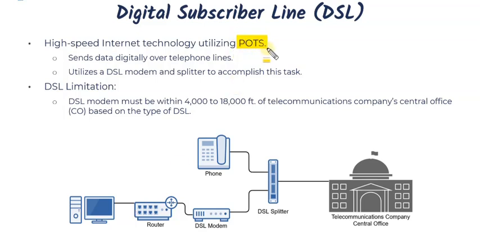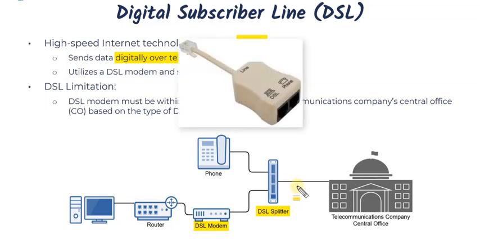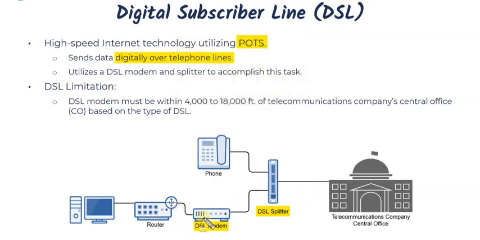And what it does is that it sends data digitally over our phone lines. And to do so, it utilizes a combination of a DSL modem and a DSL splitter. So the way that this works is that you have your phone line jack on your house and you plug in a splitter. And the splitter is going to split that up into two different outputs, one to go to your modem and then one to go to your phone. And then from your modem, it's our standard setup. We have a router and then we have our LAN within our house.